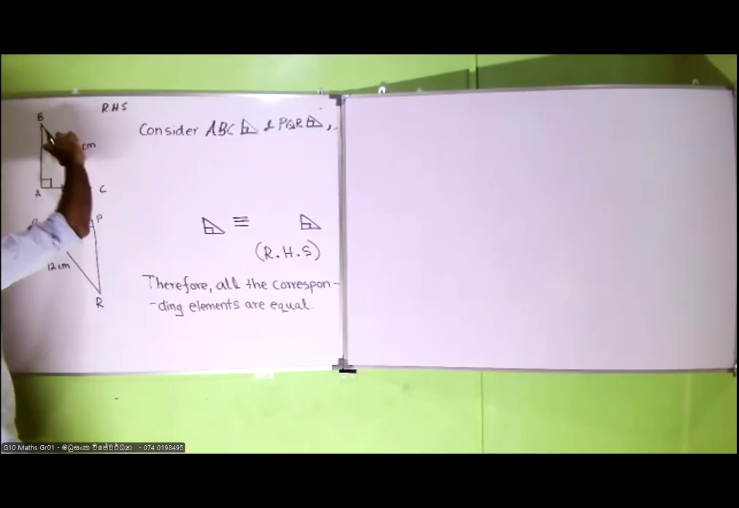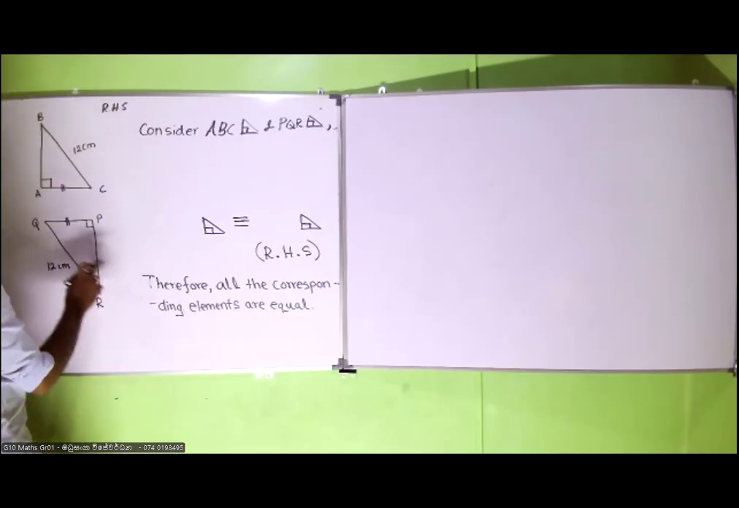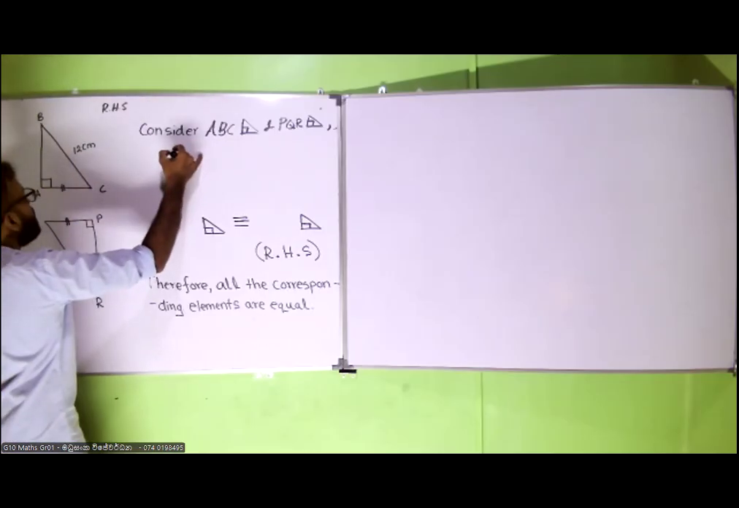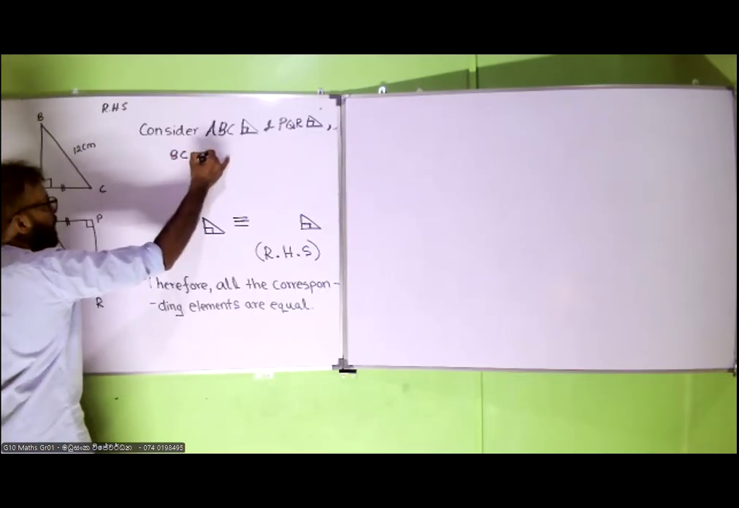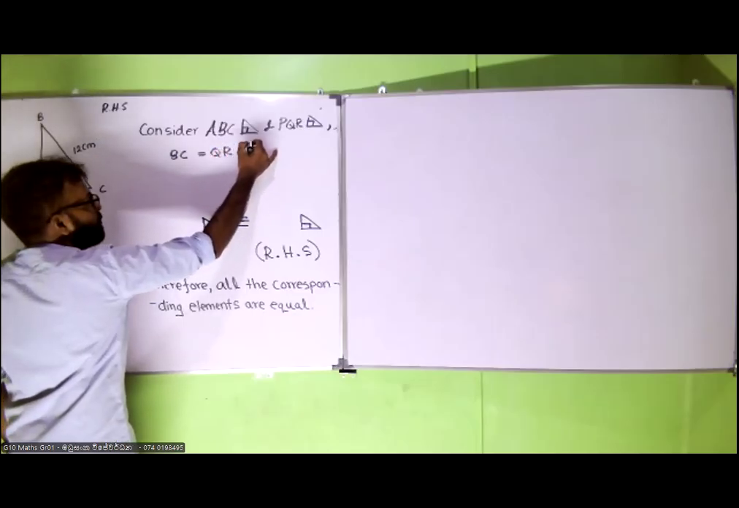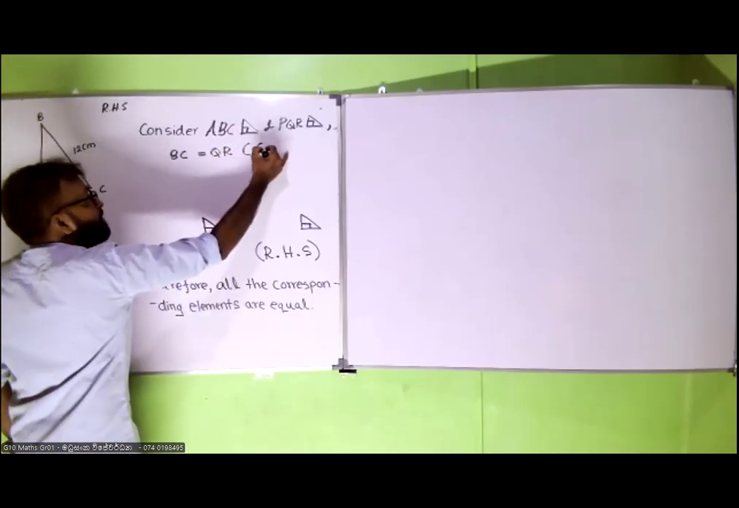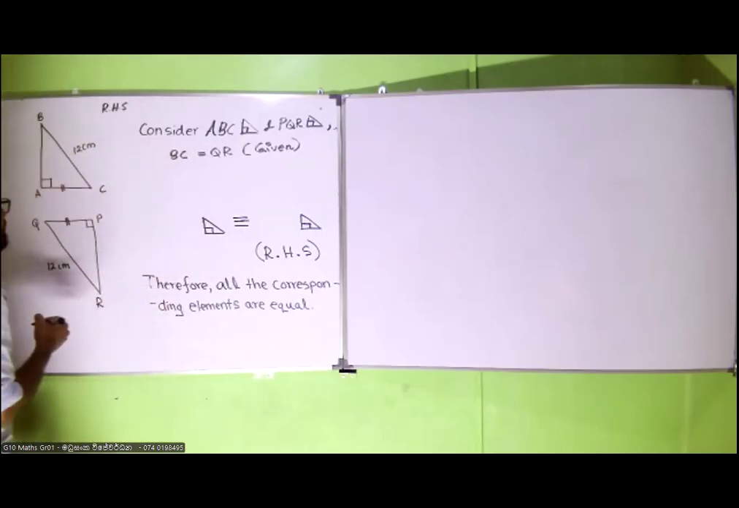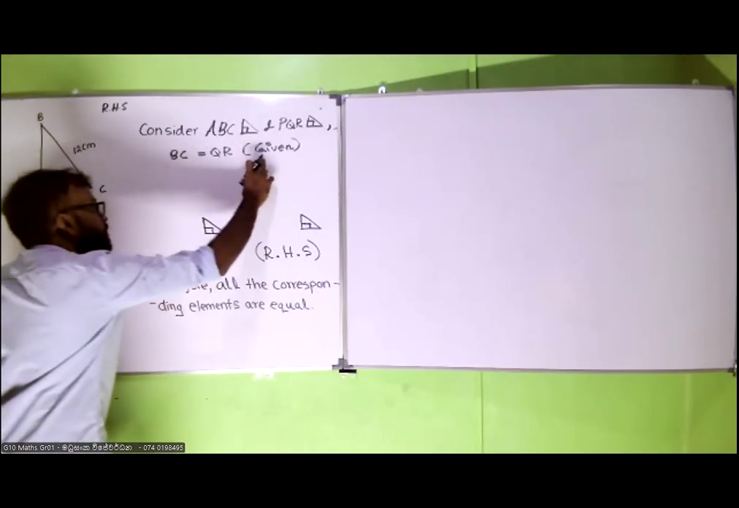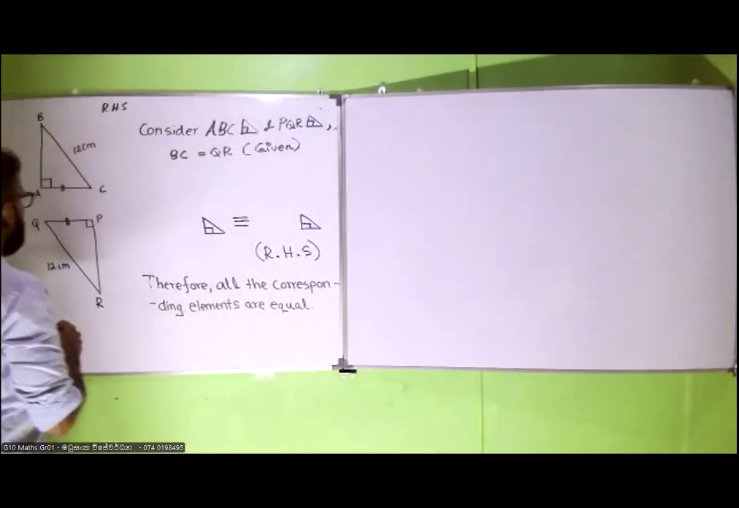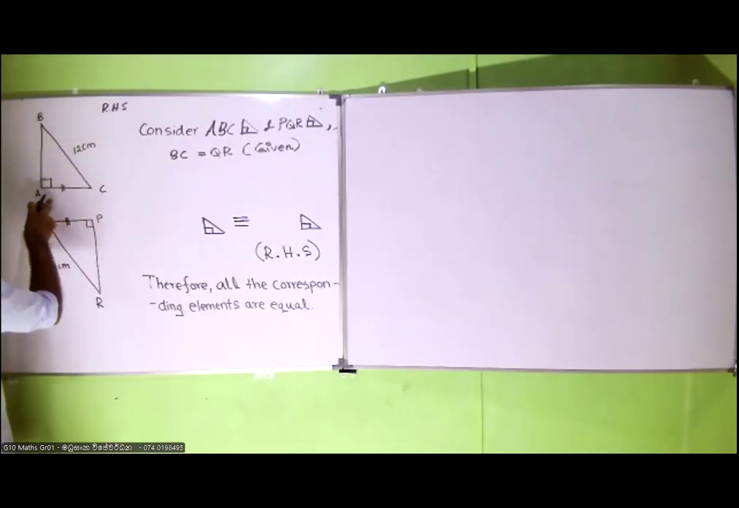So for RHS, what am I going to find? I have a hypotenuse here, which has a length of 12 centimeters. Here also 12 centimeters. So hypotenuse lengths are equal. Superb. So BC equals QR. Nice, my hypotenuse is done. So what is the reason? They have given us the reason, not found by us. Then this side AC. Okay.